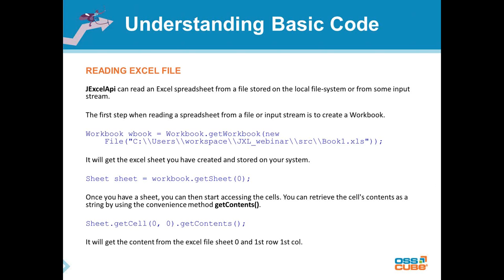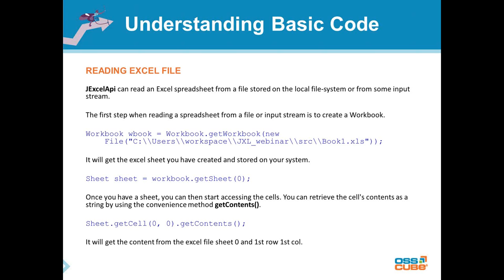Once you have a sheet, you can start accessing the cells, and you can retrieve the cell's content as a string by using the convenience method getContent. So here you can use this code sheet.getCell(0, 0), which represents the first row and first column of the sheet. I'm using the method getContent, and it will get the content in the form of a string from the cell I have passed. So this is about reading an Excel file.